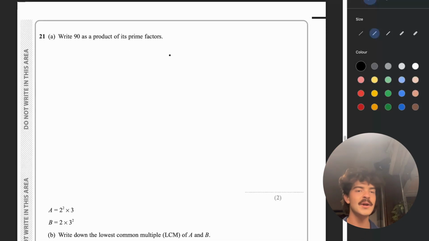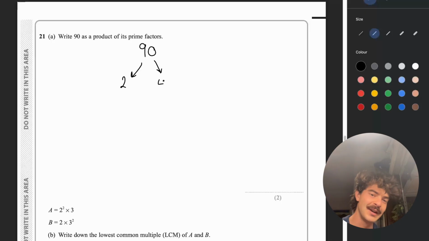Okay. Question 21. Write 90 as a product of its prime factors. Okay then. So the way that we do this, and my advice for you, is always start dividing by the smallest number you can. And that's not 1, because dividing by 1 would leave you at 90. We want to start by dividing by 2. If you can't divide by 2, you divide by the next smallest number, 3. And keep on going until you can't get anywhere. So here we split 90 into 2 and 45. Well, great. 2 is a prime number, so that's one of our prime factors.